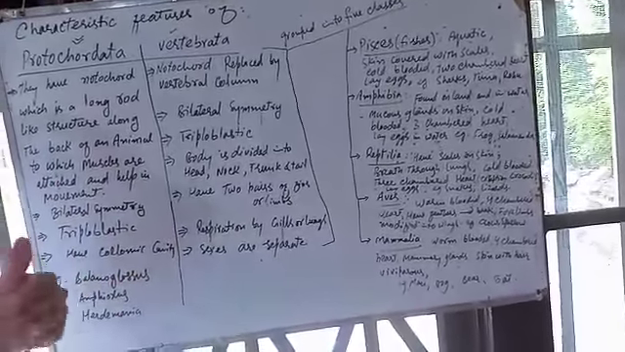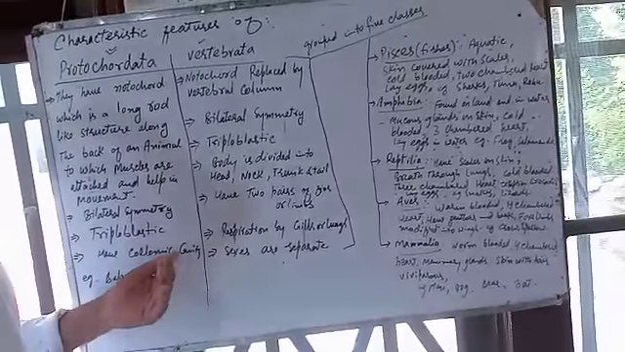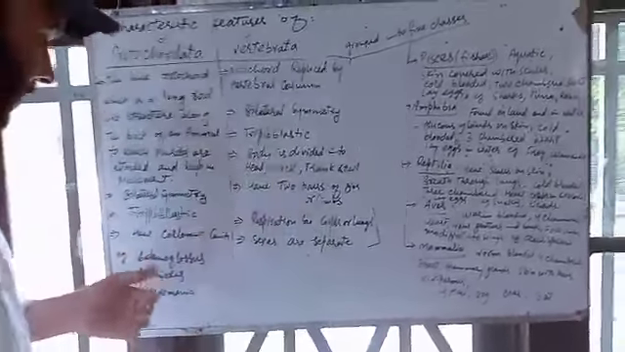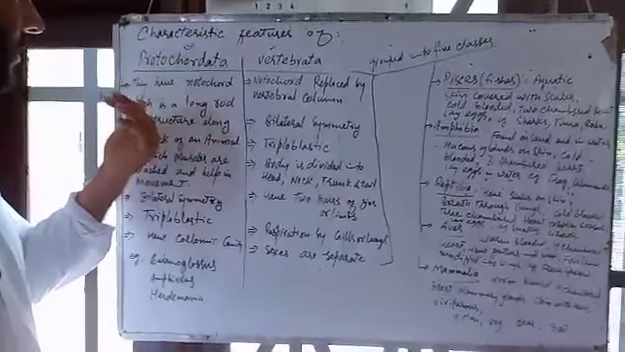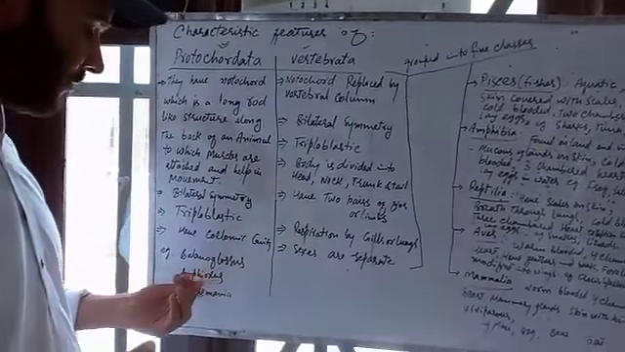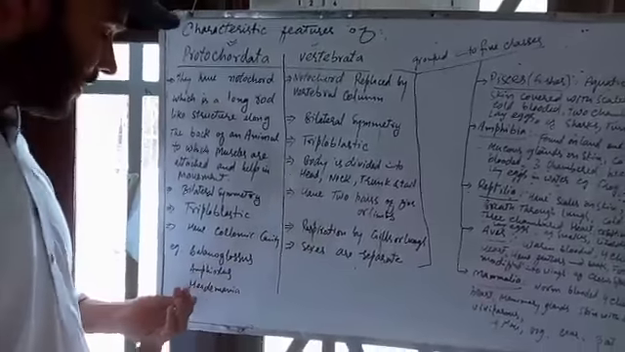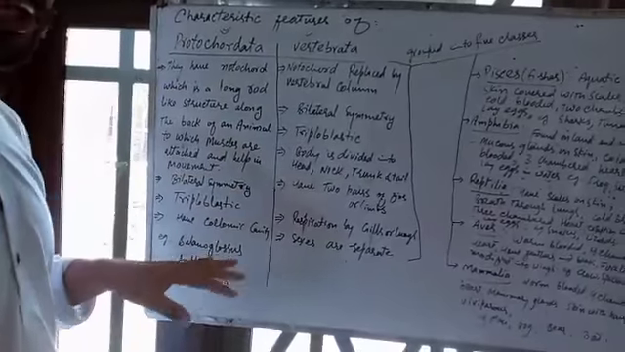Triploblastic, having three germ layers: endoderm, ectoderm and mesoderm. Have coelomic cavity, that means have a body cavity. Next, the examples of Protochordata are Balanoglossus, Amphioxus, and Herdmania. These are the animals which occur in Protochordata.